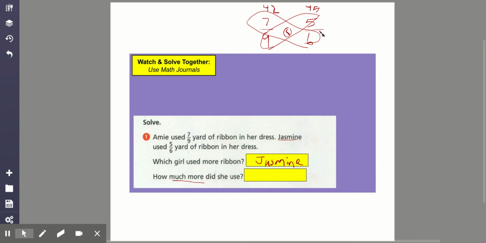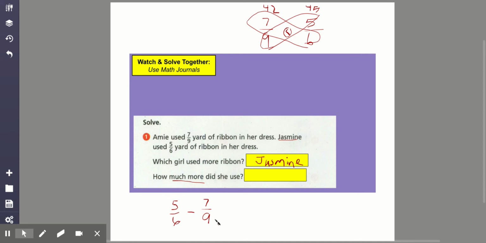Now we can't do 7/9 minus 5/6. We want to take the fraction that is bigger. So 5/6, you're going to write that first, minus 7/9. And these two fractions are pretty close to each other. And you'll notice that because 42 and 45 are really close to each other. But 5/6 is just a little bit more. So we're going to find out how much more.